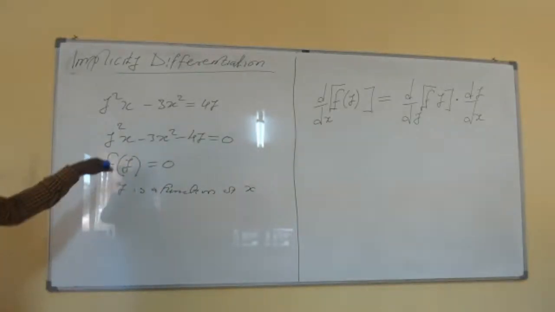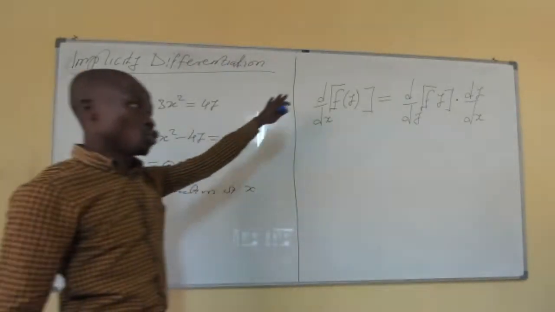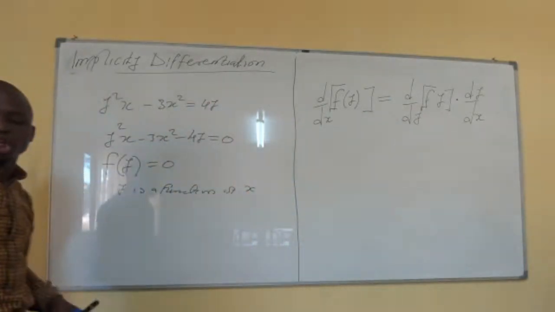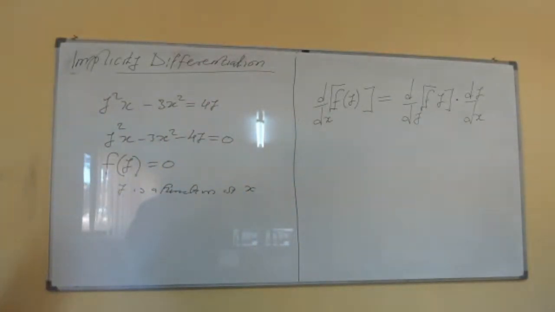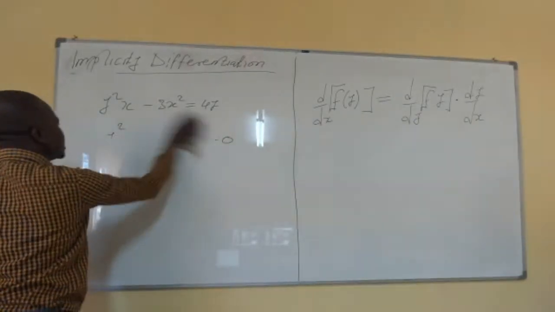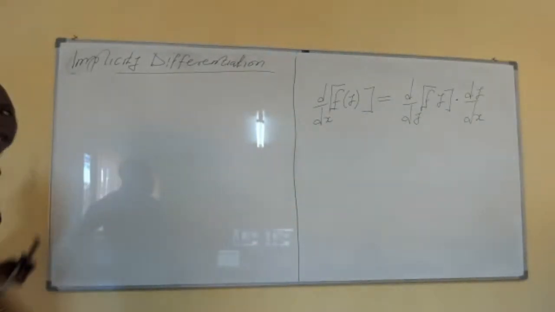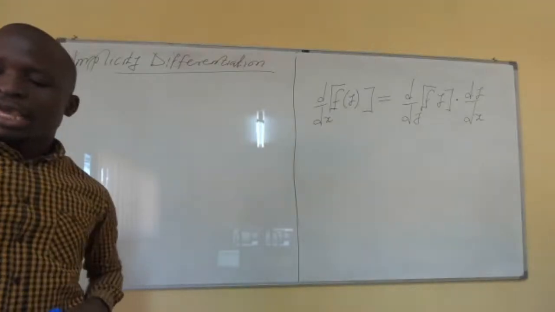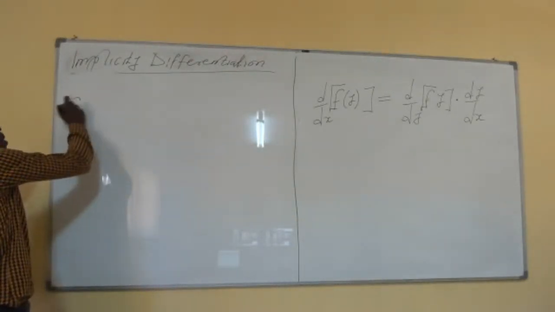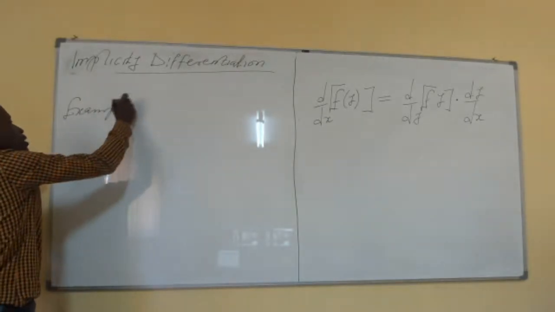So to find the derivative of this type of function, we use the chain rule with respect to the implicit function. So we use the implicit function way of differentiating. Now, let's look at some examples concerning the implicit differentiation method. This is example number 22 from our notes.